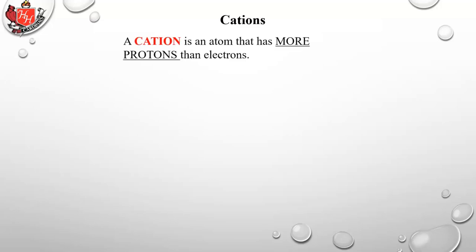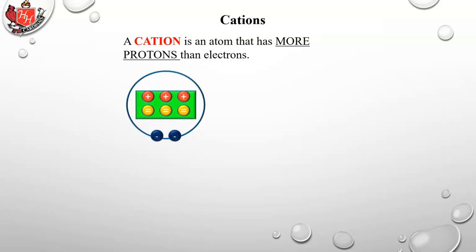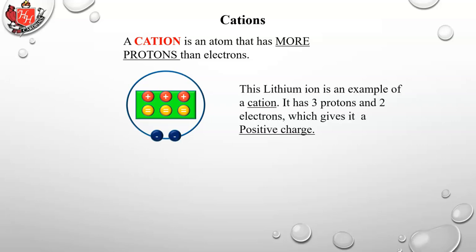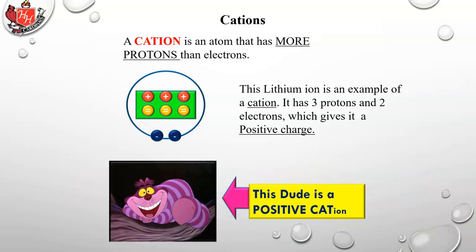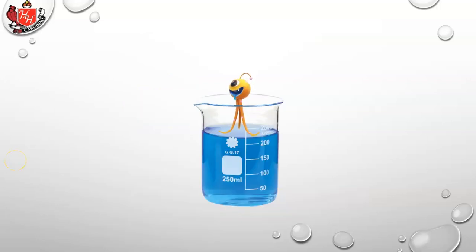A cation is an atom with more protons than electrons. So the example was the lithium atom we saw in the previous slide. This lithium ion is an example of a cation. It has 3 protons and 2 electrons, which gives it a positive charge. So this dude is a positive cation. Okay, so cations are positive. Okay, and that takes care of this brief lesson on the structure of an atom.